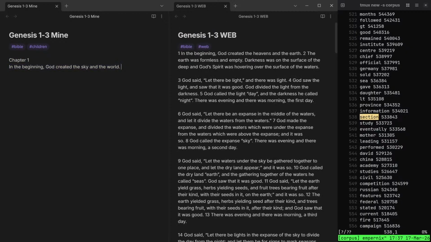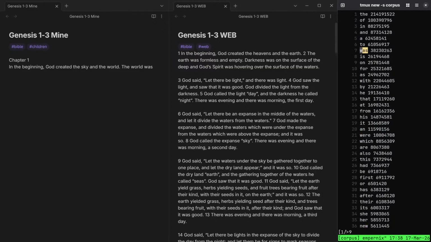So I don't think it does me any favors to change something like that, but going at it by the numbers, it looks like section's a better word to use there. Anyway, I don't think I should be putting verse numbers, because I think that's just going to make it harder to read. The world was... Where is was? Oh, it's number 7. Okay. Now, form.